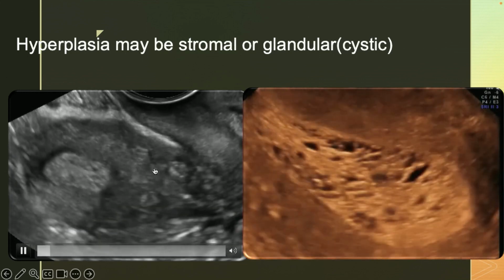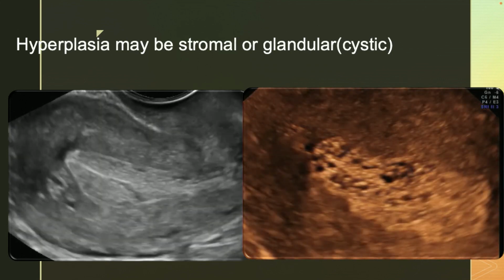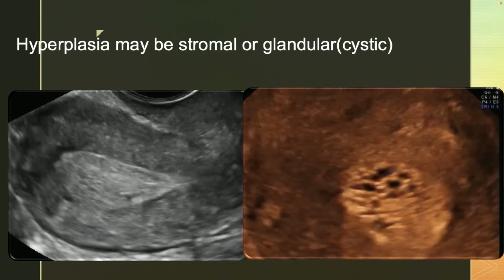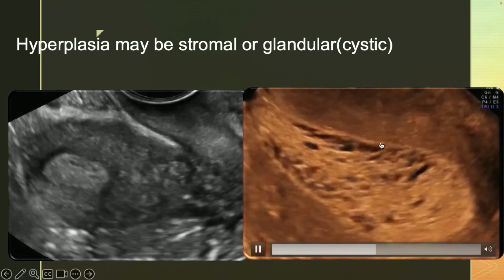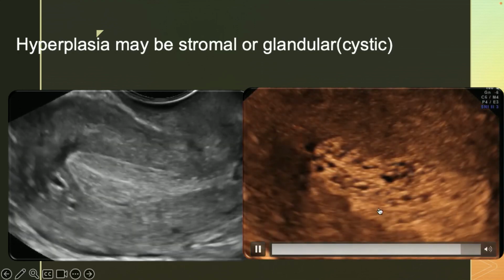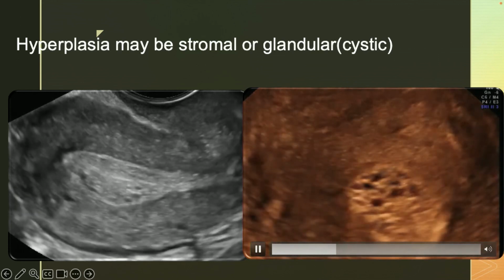It is often difficult to differentiate hyperplasia and the malignancy, endometrial malignancy in situ, because as long as it is in situ, it will show intact junctional zone, which is a characteristic feature of hyperplasia also.